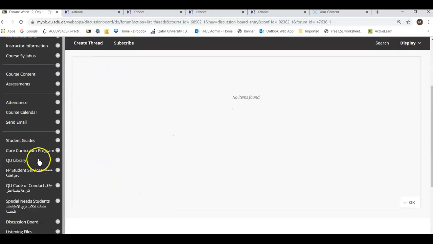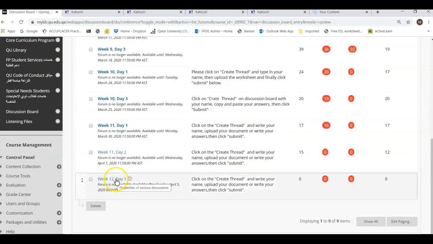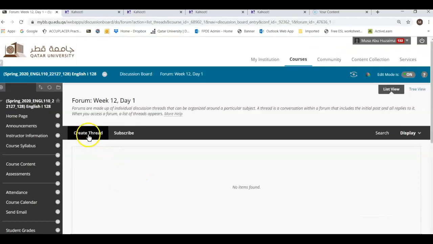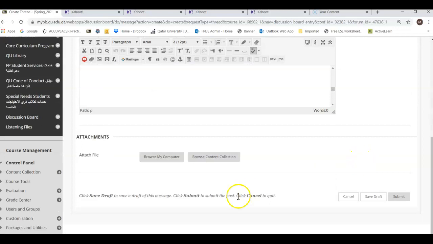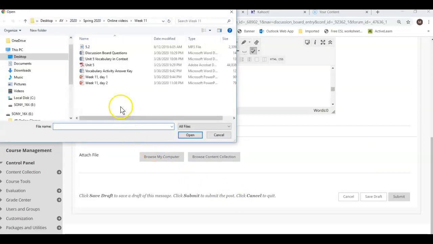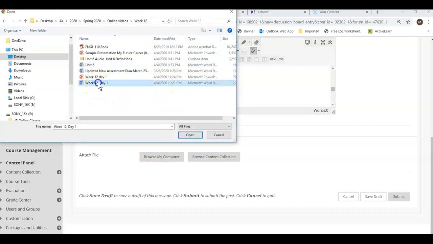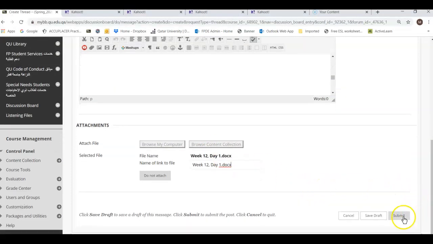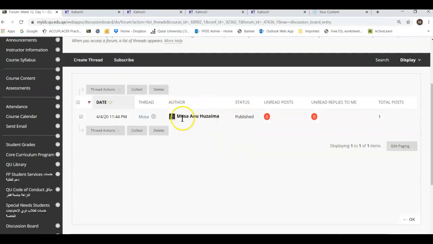You create a thread, you go to the discussion board, again, week 12, day 1. You create a thread, you put your name, you can say this is an example, and then you browse your computer, week 12, you do this, and then open, and then submit. After you submit, you will have it here.